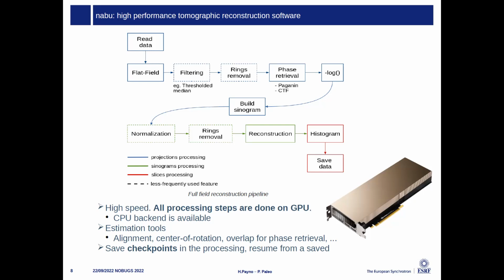It also embeds several estimation tools like alignment, center of rotation, which is usually a bottleneck, overlap for phase retrieval, etc. And there is also one nice feature, which is that you can save checkpoints at some steps. For example, if you want to play with rings removal or normalization, you can create a first reconstruction and say, I want to dump basically the sinogram or some other steps and resume from this point. So sometimes it can be useful if you have a lot of iterations to do.